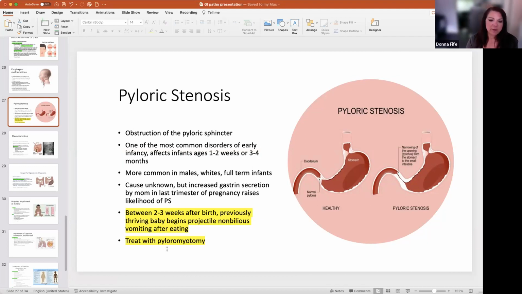The patient will have to have a myotomy. And as you can see here, in the comparison with the healthy pylorus, this is stenosis. This is too closed off. It's too narrow for anything to get through there. So that's why it has to be surgically repaired.